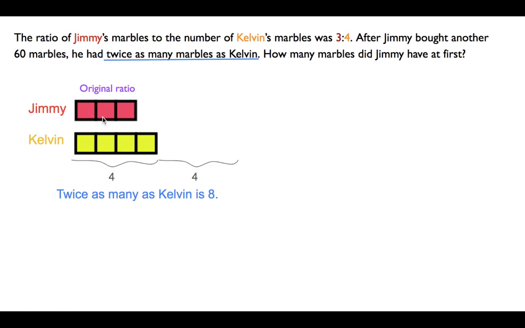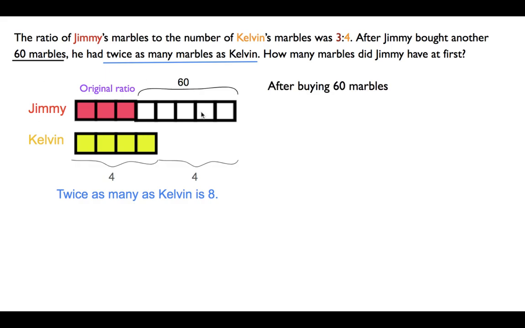Jimmy right now has 1, 2, 3. So to have 8, he would need 5 more squares. So there's my 5 more squares. These 5 squares represent the 60 marbles that he bought. So there's my 60 marbles.